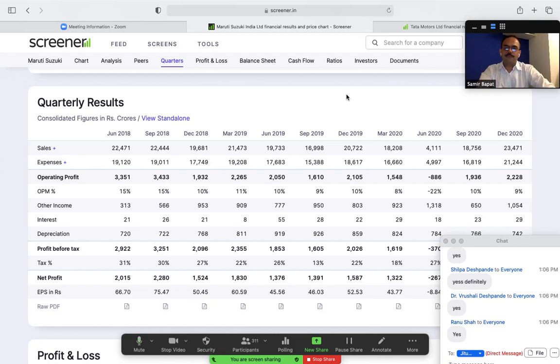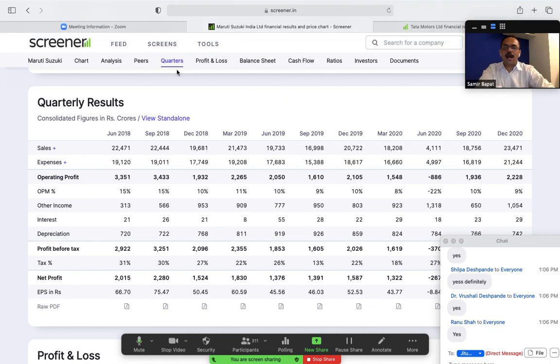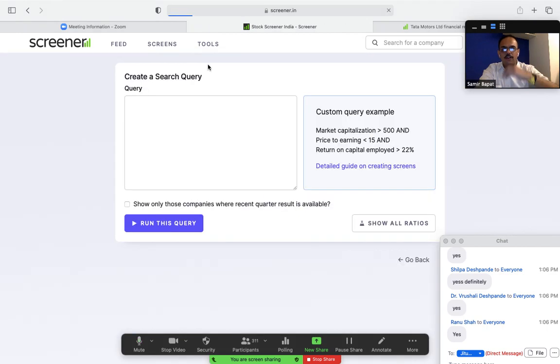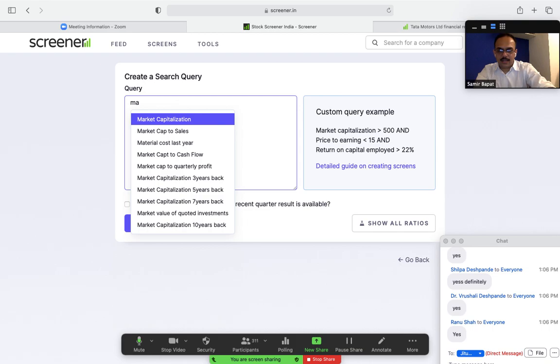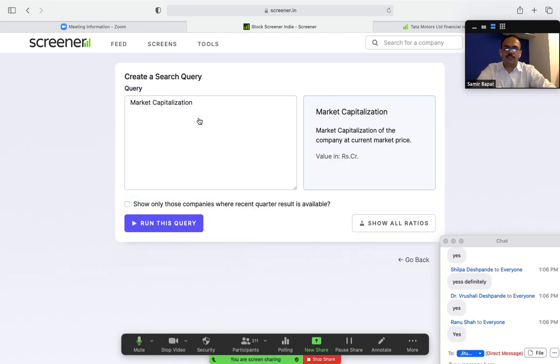I am recording it. Okay, so what you have to do is you have to go in tools, create a stock screen. Okay, I am recording this, so don't worry. So what you have to type is market capitalization. So it will automatically come. You have to select greater than 500, and we are selecting mid cap companies, mostly mid cap and higher.